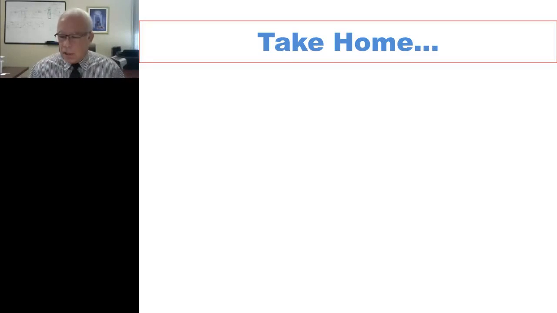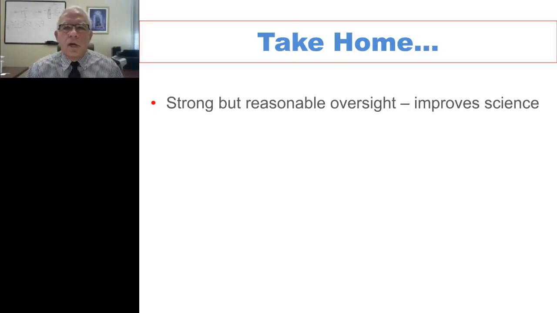So in conclusion, these are some of the take-home thoughts. A strong but reasonable oversight committee, or oversight overall, improves science. But again, I say strong and reasonable. Strong alone is not enough, but it has to be a strong but reasonable oversight committee.